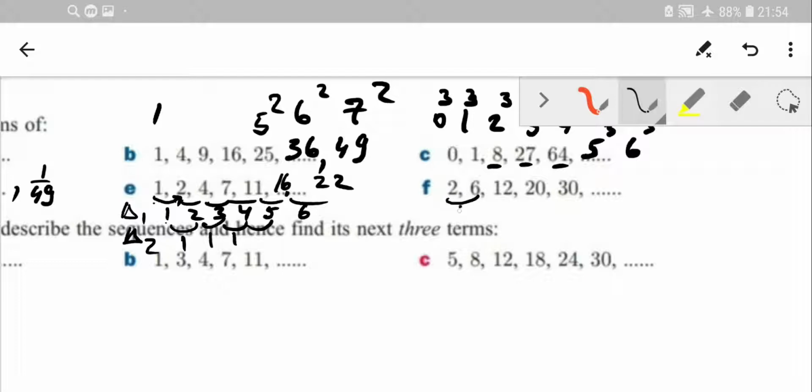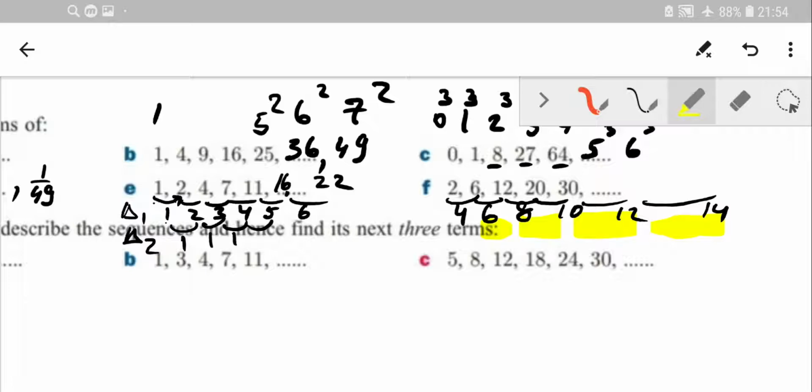So 2, 6, the difference is 4, then 6, then 8, then 10. So it looks like the next differences are 12 and 14. So the difference changes by 2 every time. So the difference of the differences is 2, 2, 2, 2. It's constant. So it looks correct, but you just need to find at least several next terms. All right, 2 terms in this case. So 30, 42, and the next difference is 14, so 56.